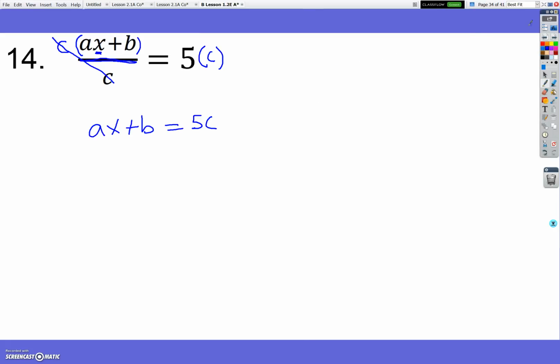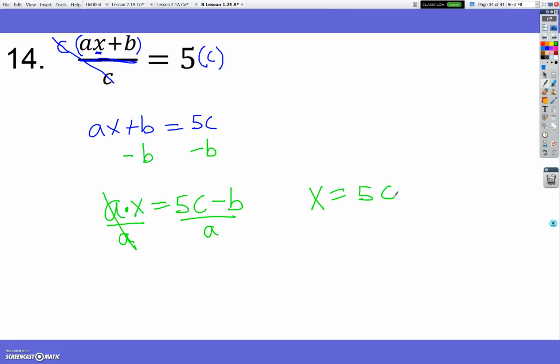Now, this looks a little easier, so the next thing I need to do is to get rid of addition. To get rid of addition, I use subtraction. So I'm going to subtract b on both sides. This will give me ax is equal to 5c minus b. Then what I'm going to do is divide both sides. The reason why I'm dividing is because a and x, there's multiplication there. So I'm going to divide both sides by a. These are going to cancel, and I'm going to be left with x is equal to 5c minus b all over a. Alright, now x is all by itself.